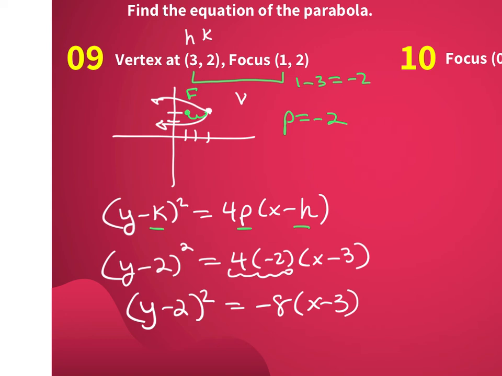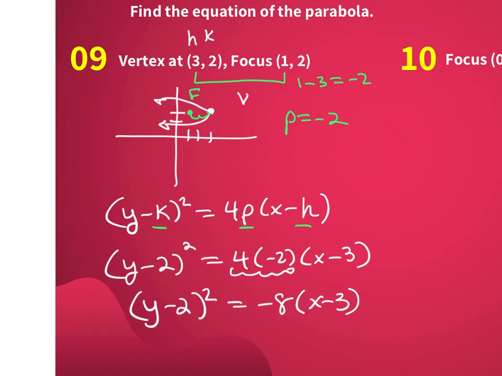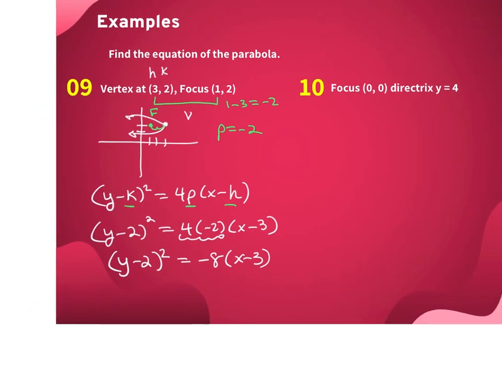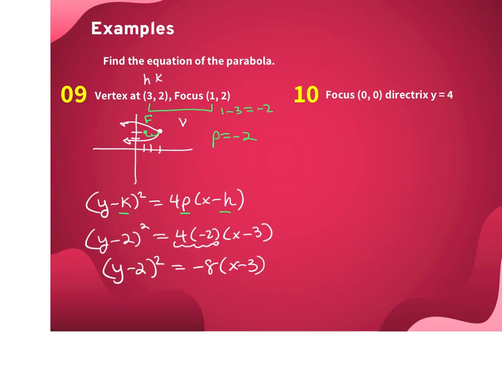Now the next one is different because they're giving us the focus and the directrix. They didn't give us a vertex this time. But remember, the vertex is the midpoint between the focus and the directrix. So it's easy enough to find. So again, let's get the two pieces of information they've given us onto a graph. So here's my coordinate plane. 0, 0 is the focus.